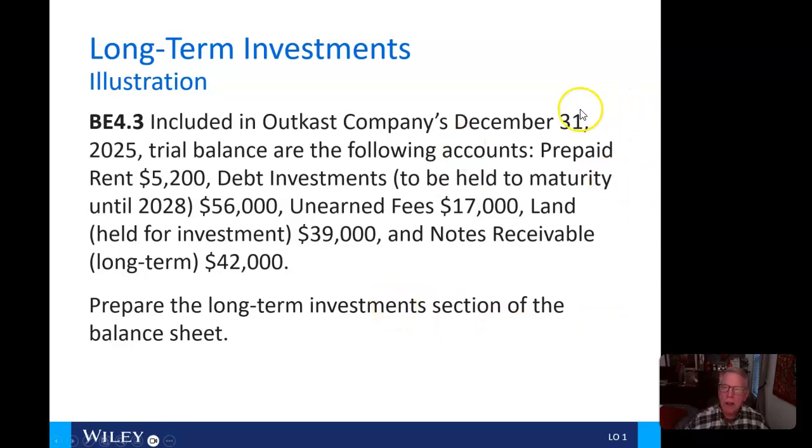Okay, here's an illustration. Included in Acctg company's December 31st, 2025 trial balance are the following accounts. So they give prepaid rent, debt investments, unearned fees, and notes receivable and land. Okay, these are long-term notes receivable. So they want you to prepare the long-term investment section of the balance sheet. I'll give you a second or two to think about that.